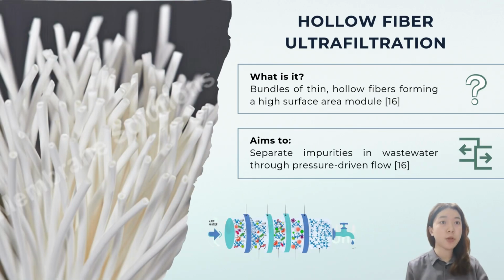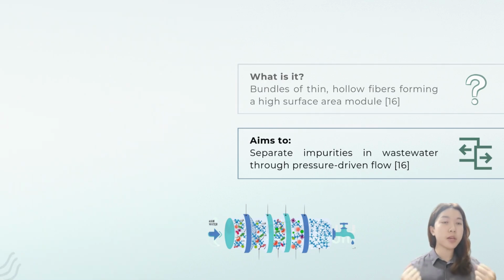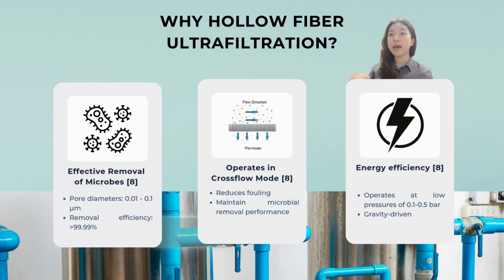Ultrafiltration is a membrane filtering process used to remove impurities in wastewater. It acts as a physical barrier, allowing clean water to flow through while blocking impurities. We selected hollow fiber UF as it has a large surface area with pore diameters of 0.01 to 0.1 micrometers for effective separation. It can eliminate over 99.99% of microorganisms, proving its effectiveness against bacteria and viruses.